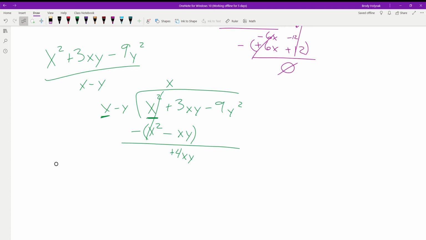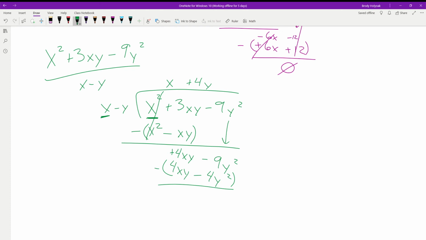Okay, so now we look at this next step. We have an x and we have xy. What do we need to get this x to become a 4xy? We have to bring this other term down, before I forget that step. So we need plus 4y. So then we multiply this across. So 4y times x is 4xy minus 4y squared.